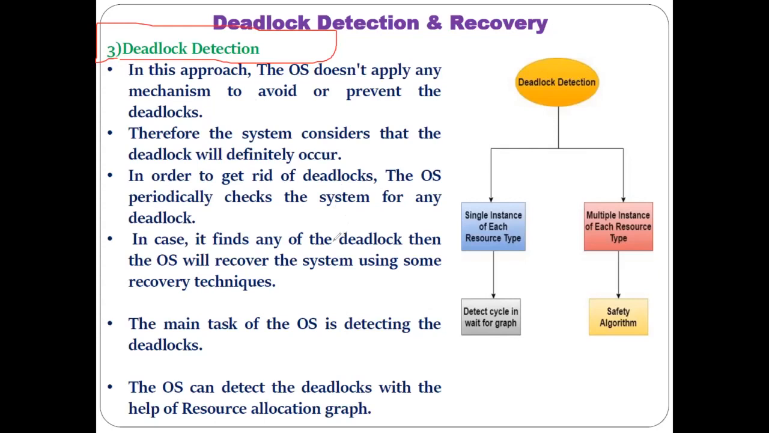So in order to recover from the deadlock, first it is necessary that the deadlock should be detected. That is the third approach, where deadlock detection happens. The main task of the operating system in this approach is the detection of the deadlock, and it is done by the operating system by periodically checking the computer system for the deadlock.